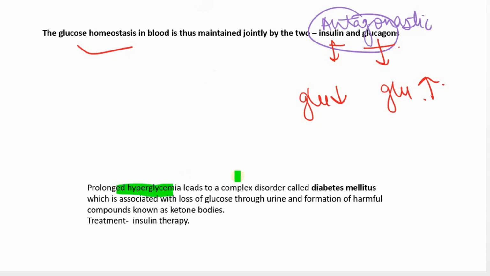Prolonged hyperglycemia in the blood leads to a disease known as diabetes mellitus. Diabetes mellitus is also known as type 2 diabetes, which is associated with loss of glucose through urine and formation of harmful compounds in the body known as ketone bodies.